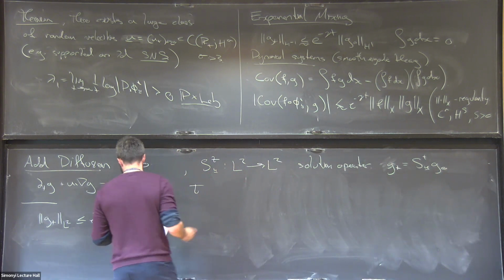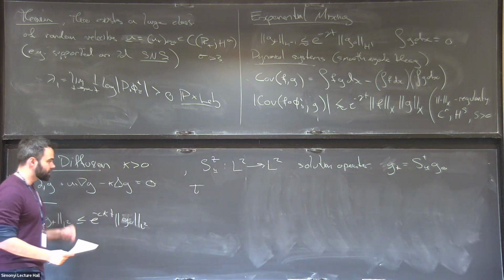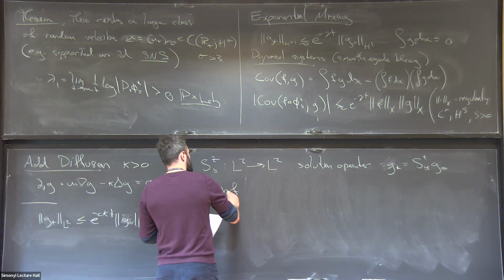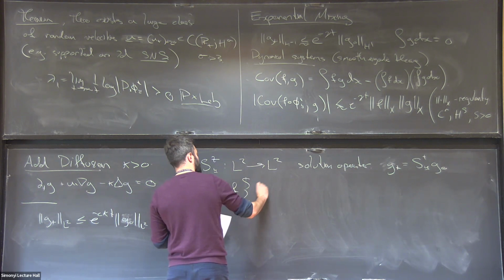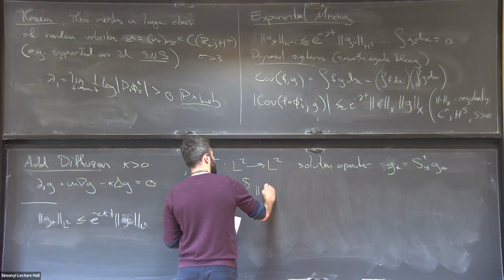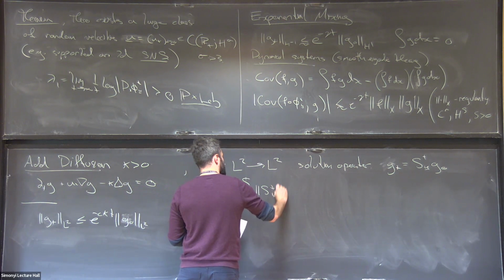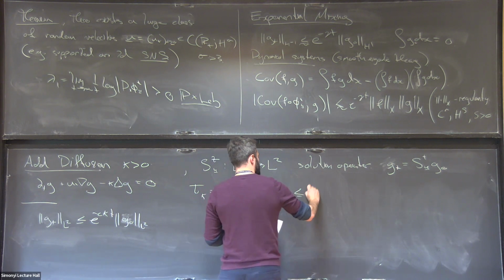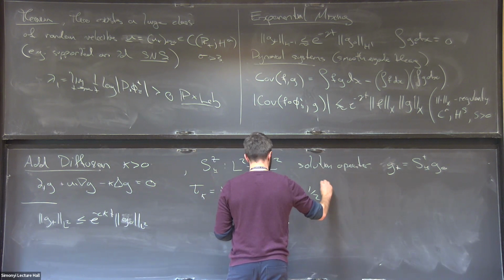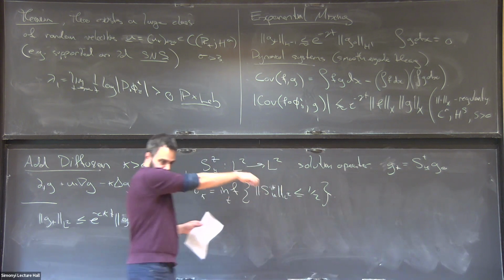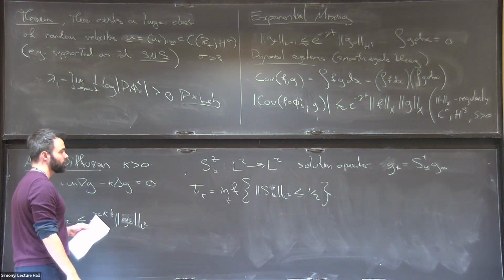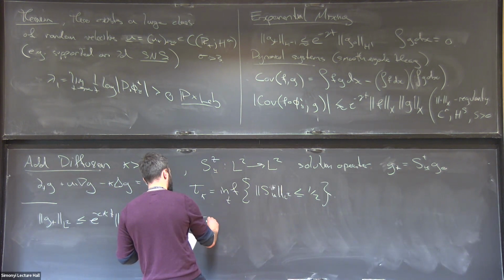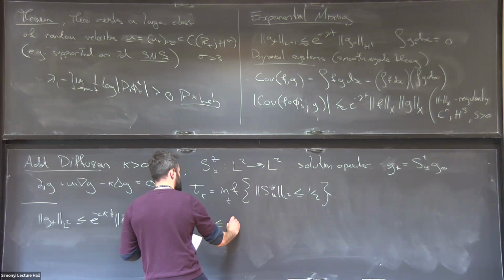Then it's quite natural to say there's a time scale in which I expect to see order 1 change in this equation. Let me define T_kappa to be the first time in which I see S_t decay by a factor of 1/2 or something. Then what this is saying is that T_kappa is at most 1/kappa.